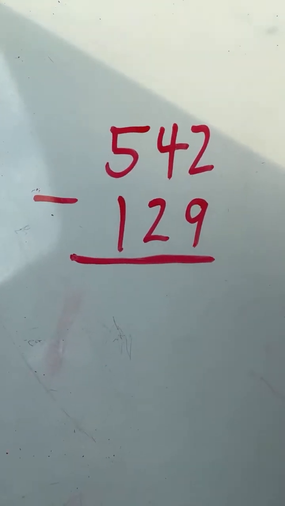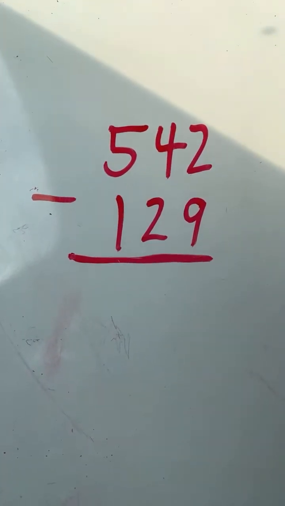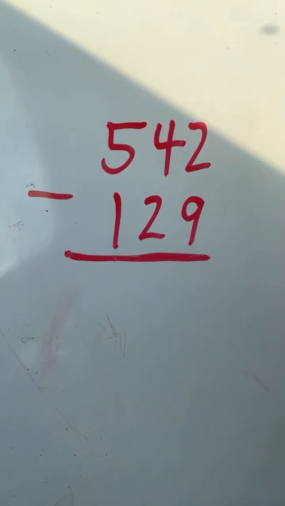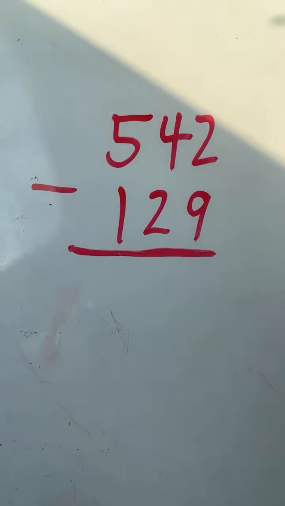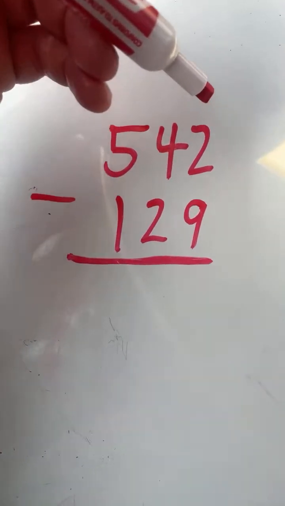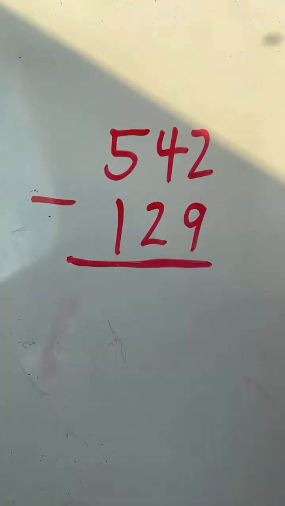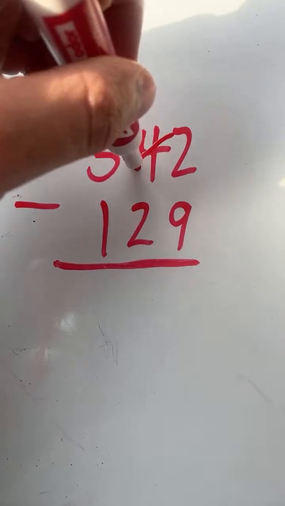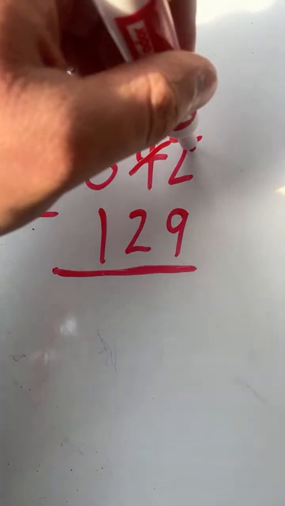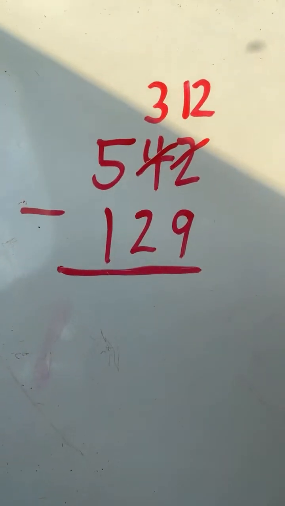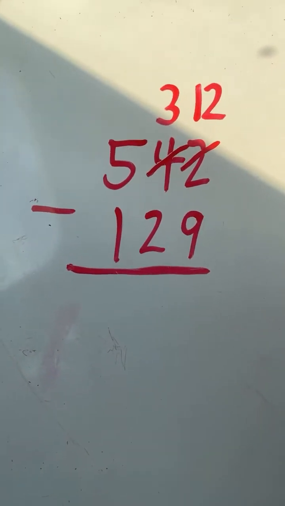So we have 542 minus 129. So again, step 1, we check if regrouping is needed. We're good in the hundreds place, we're good in the tens place. In the ones place, you can't start out with 2 and take away 9, so we have to take a 10 from the tens place. So the 4 in the tens place becomes a 3. The 2 in the ones place becomes a 12. And we are now ready to subtract.